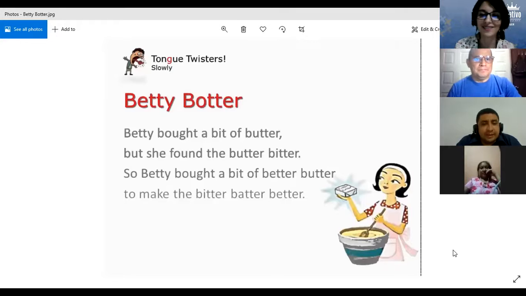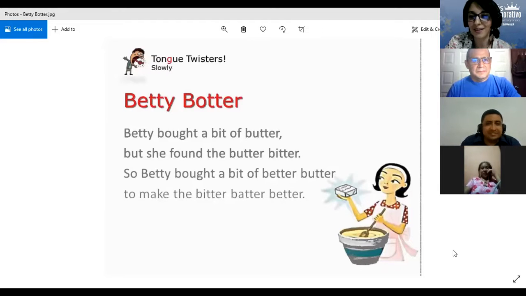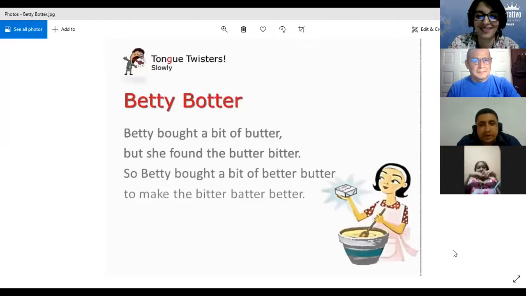Okay, Nehemiah, go. Betty bought a bit of butter, but she found the butter bitter. Betty bought a bit of better butter to make the bitter butter better. Very good. Okay, faster. Now faster, Nehemiah. Betty bought a bit of butter, but she found the butter bitter. So Betty bought a bit of better butter to make the bitter butter better. Correct. Okay, nice job. Thank you.